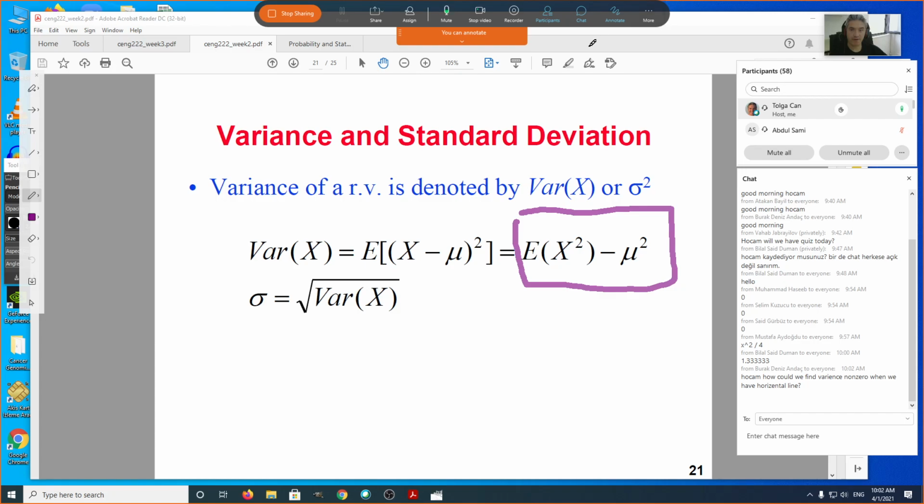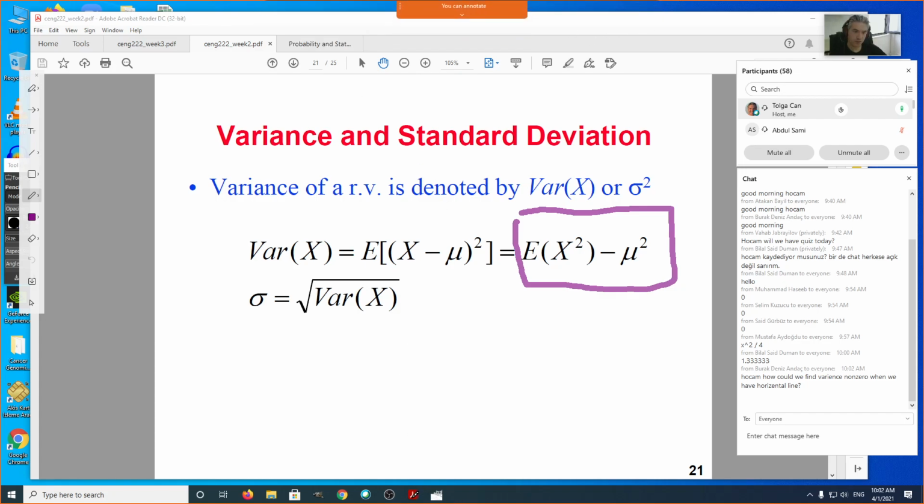The variance non-zero, a very good question. The question is, how could we find variance non-zero when we have a horizontal line? The horizontal line does not mean the random variable itself is not variable. It's variable. It changes. It gets all the values between 0 and 2, right? It may take 1.2, 1.3, 1.5. So the random variable itself is variable, but its probability density function was constant.